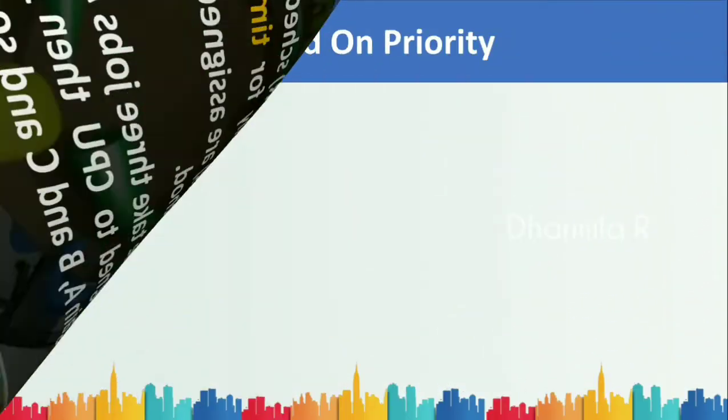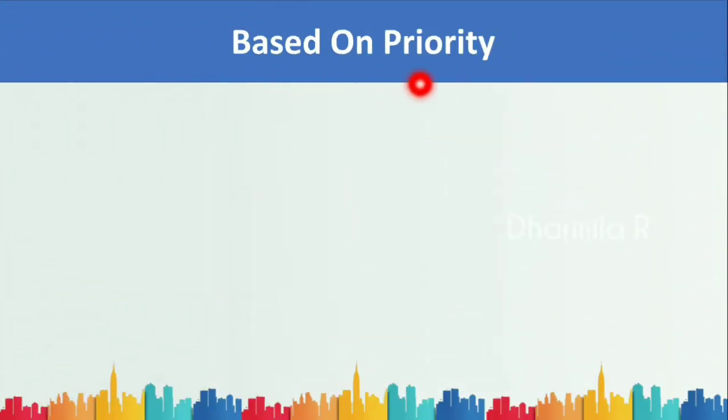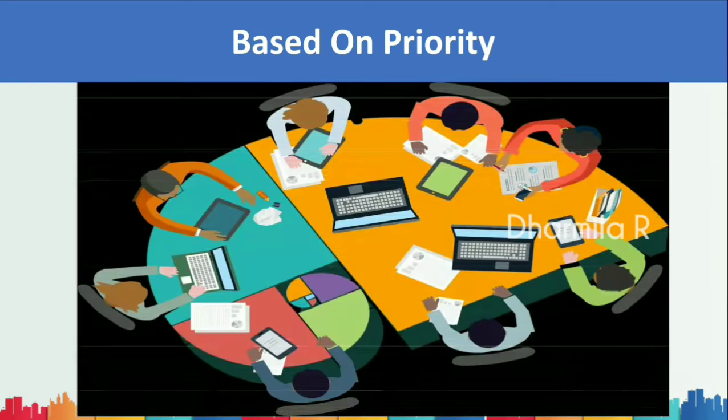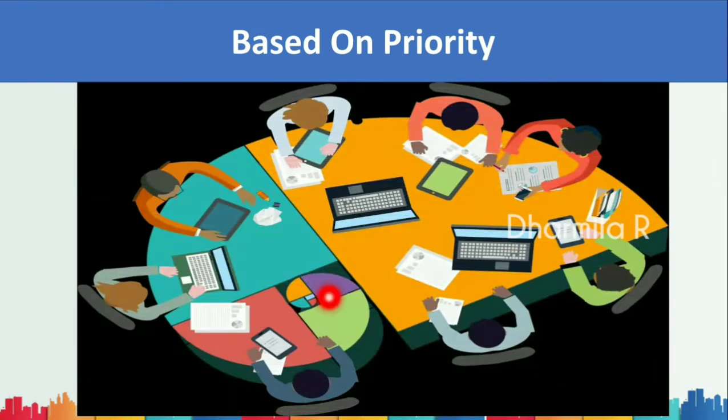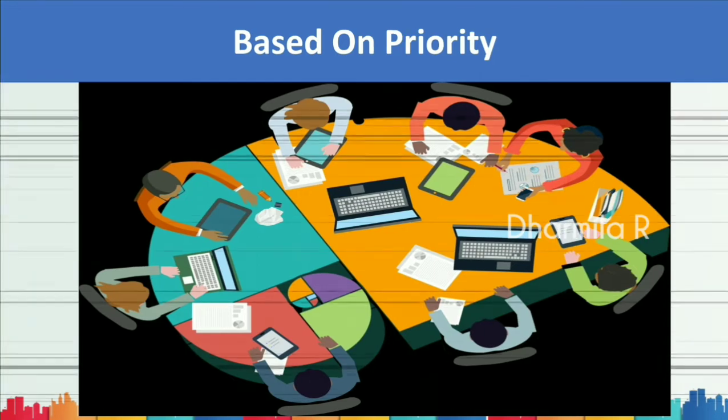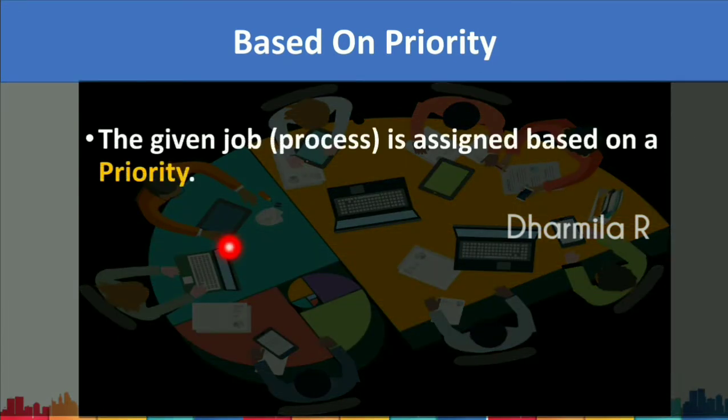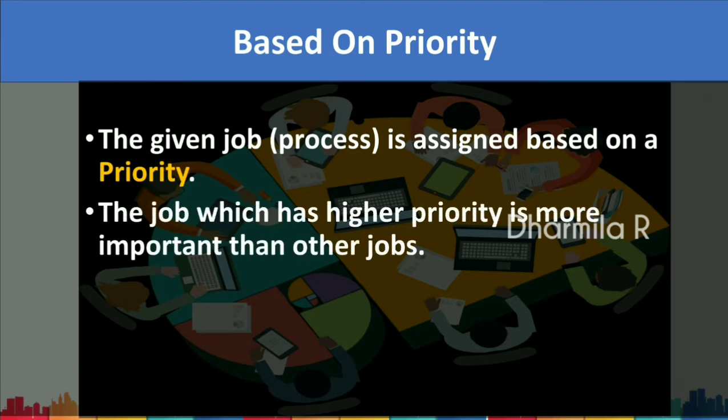Now let us move on to the fourth algorithm, that is based on priority. For example, let us take teamwork. Here all the employees are given their own task, but a few tasks will be considered the most important ones, and priority will be given to that particular task. So based on the priority, the job order will be arranged. That is, preference will be arranged based on the priority. Technically, the jobs are based on priority. Higher priority is more important than other jobs.